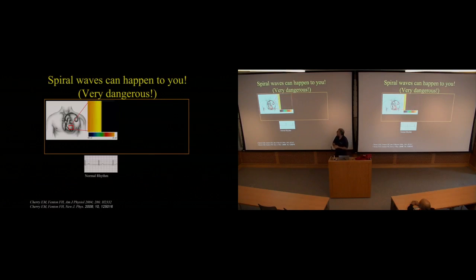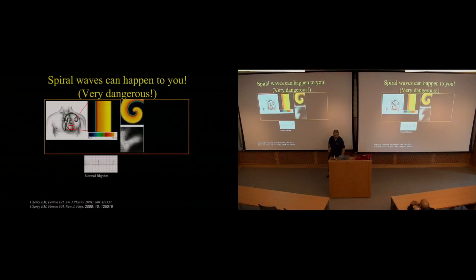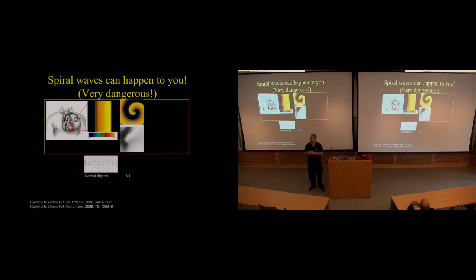So this one, you can see just the normal activation as a wave that propagates through the heart. When a spiral wave forms in the heart, it turns out that the rotation of the spiral wave is faster than the pacemaker period. So they take control over the heart.